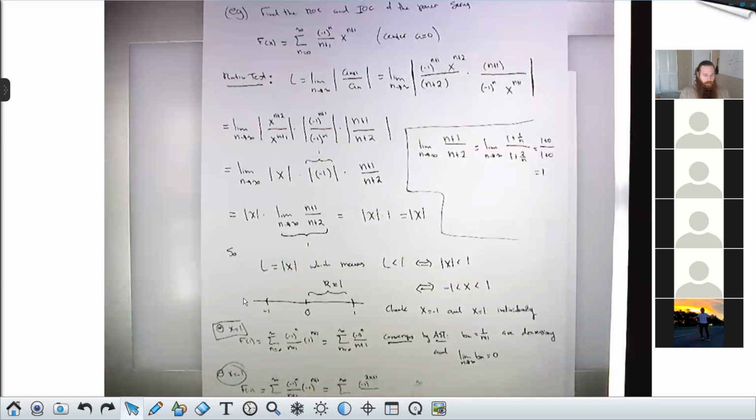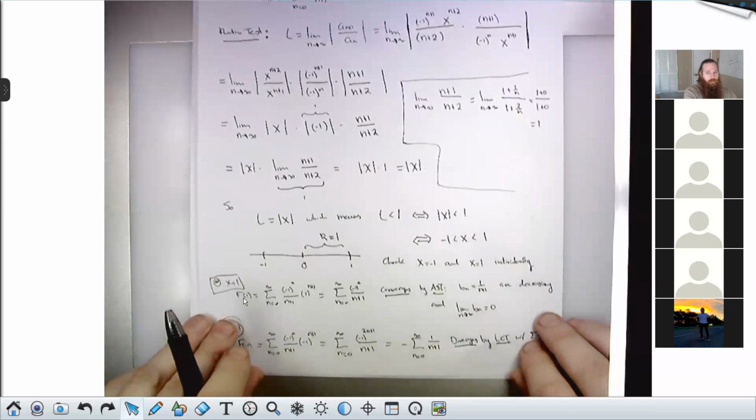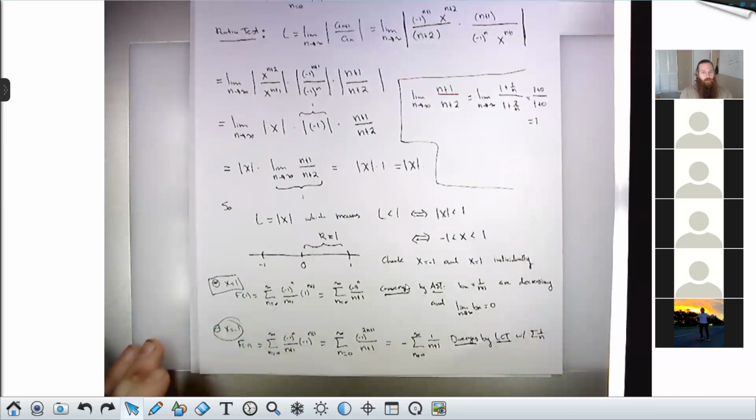We found that when x is equal to +1, we did get a convergent series. So we included +1 in my IOC. But when x is equal to -1, we got a divergent series. So I don't include -1 in my IOC.